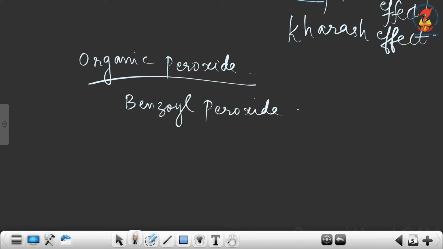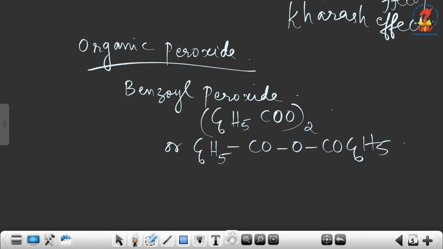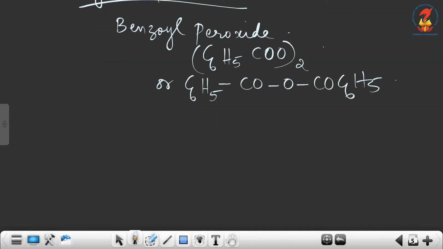So, the formula is C6H5COO twice, or you can write it as C6H5COO C6H5. This is benzoyl peroxide. Okay, so usually these organic peroxides are taken for AntiMarkovnikov's rule. Now, let's write an example.